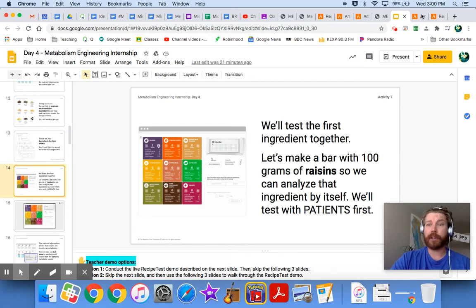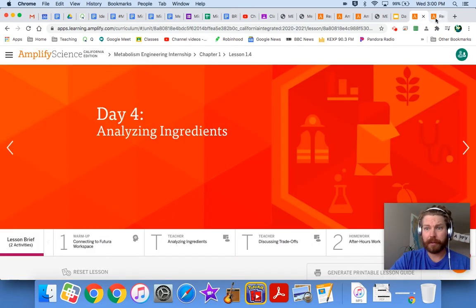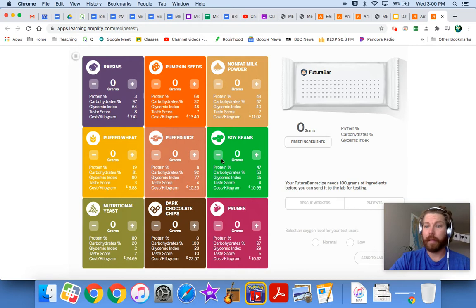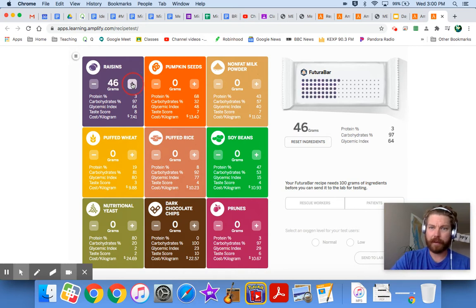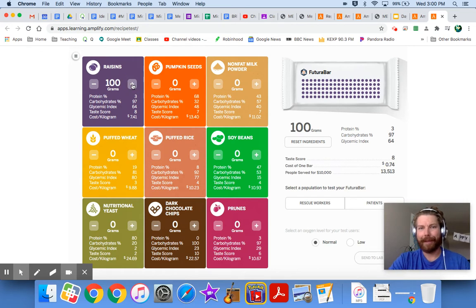Okay. So what you're going to do, I'm going to jump into, where's it, right? Aha. This is recipe test, and I'm going to hold down the plus button, and it's all raisins. It's just a raisin bar. I mushed them all together. We have 100 grams of raisins in this bar. And look, it gives us all the information: protein, carbohydrates, glycemic index, taste score, cost of 1 bar. People served for $10,000. Ooh, that's a pretty high taste score, isn't it?